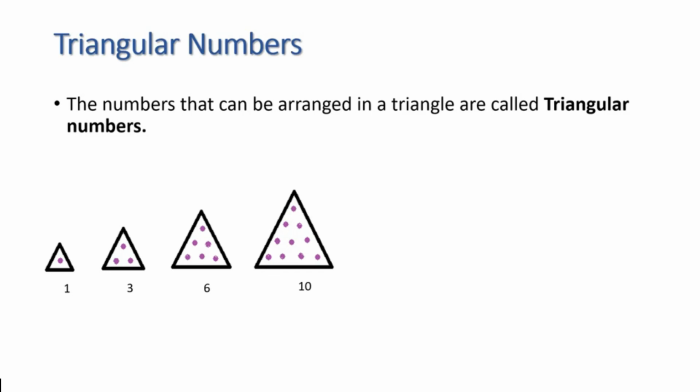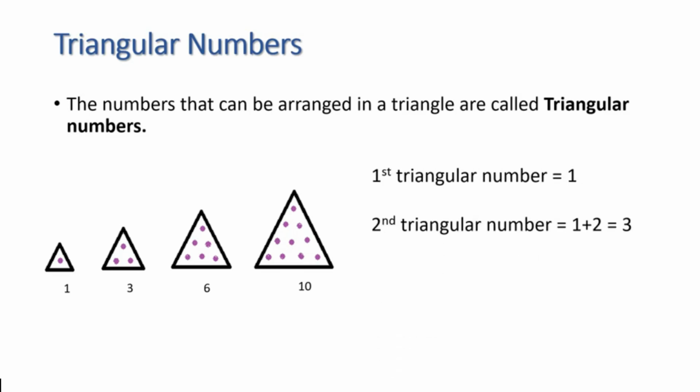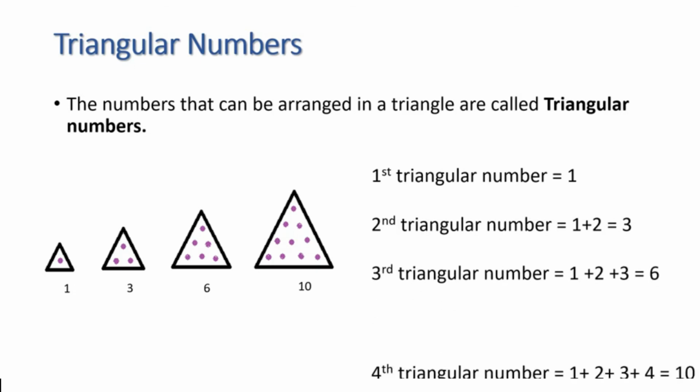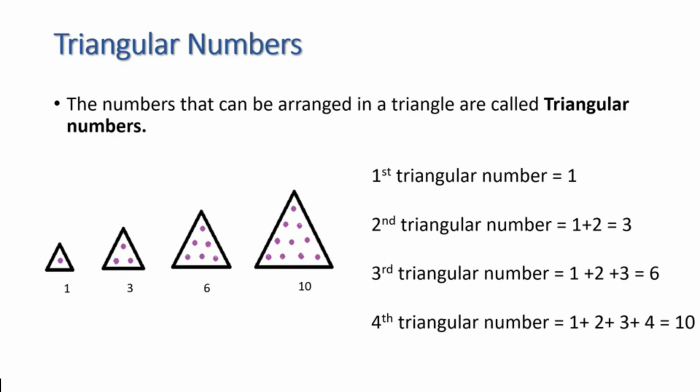The number of dots I have written below. So the first triangular number is 1. The second triangular number is 1 plus 2, that is 3. And the third triangular number will be 1 plus 2 plus 3, that is 6. And the fourth triangular number is 1 plus 2 plus 3 plus 4. Up to 4 you have to add, that is 10.